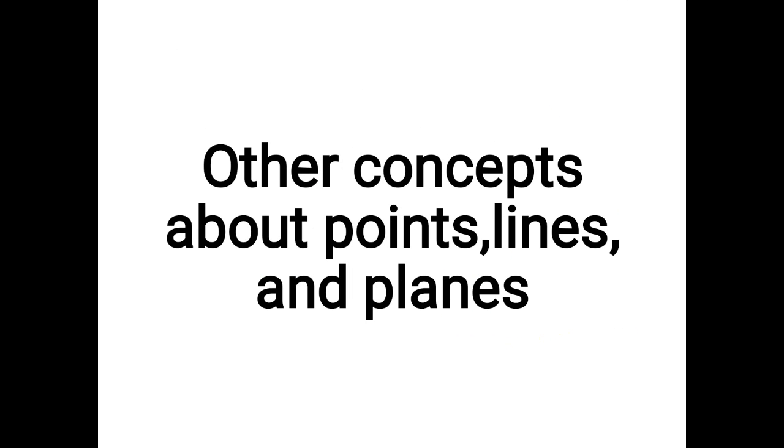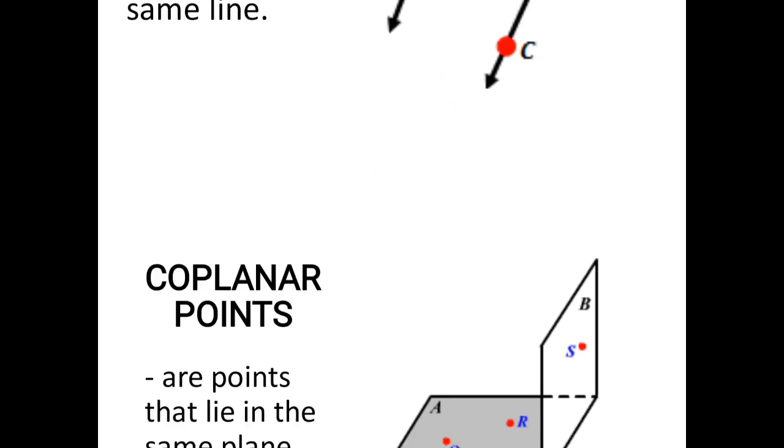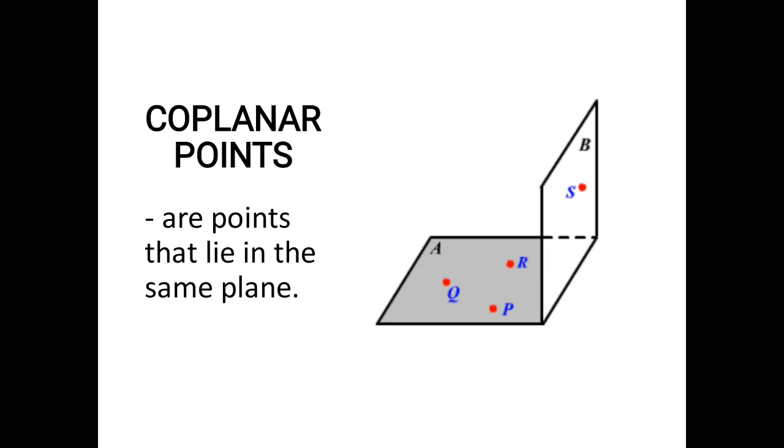Then let's go to other concepts about points, lines, and planes. Collinear points are points that lie on the same line. T, O, and M are collinear, as well as A, B, and C. Next, coplanar points are points that lie in the same plane. Q, P, R, and S are coplanar points.